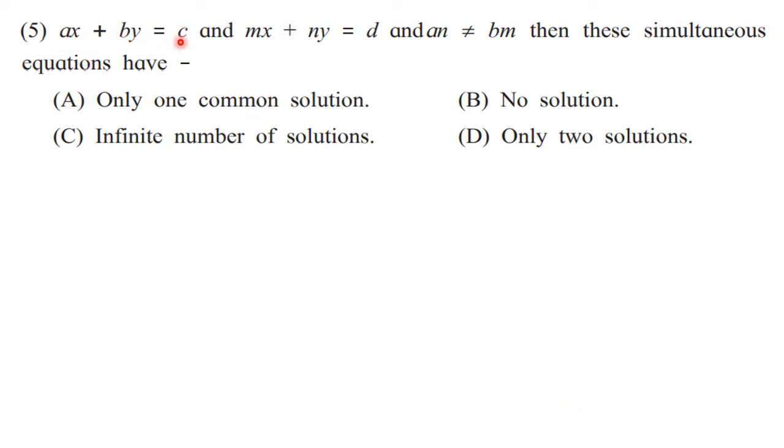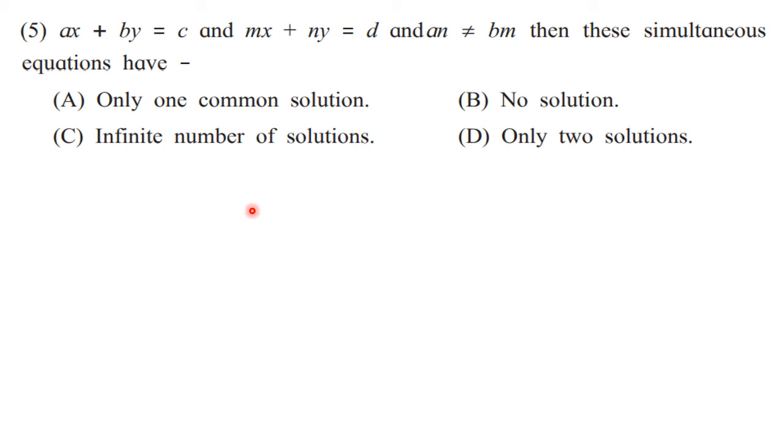Ax plus by is equal to c and mx plus ny is equal to d, and an is not equal to mn, then these simultaneous equations have... So this is a little bit different question, but again it is based on Cramer's rule. If you can recall Cramer's rule, when I taught you, that time we discussed one condition, that whenever we find the determinants, D cannot be 0. And I told you that if D is 0, then the equation does not have one common solution or unique solution.